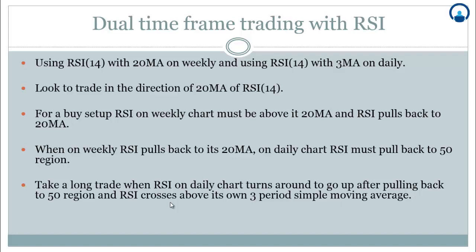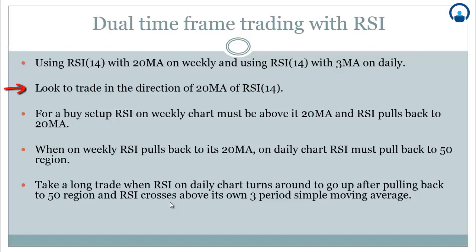So in our past setup, we learned using MACD on weekly with stochastic oscillator on daily. In this setup, we are going to learn using RSI on weekly and RSI on daily with moving averages plotted on RSI. So using RSI 14 period with 20 period moving average on weekly and using RSI of 14 period and 3 period moving average on daily.